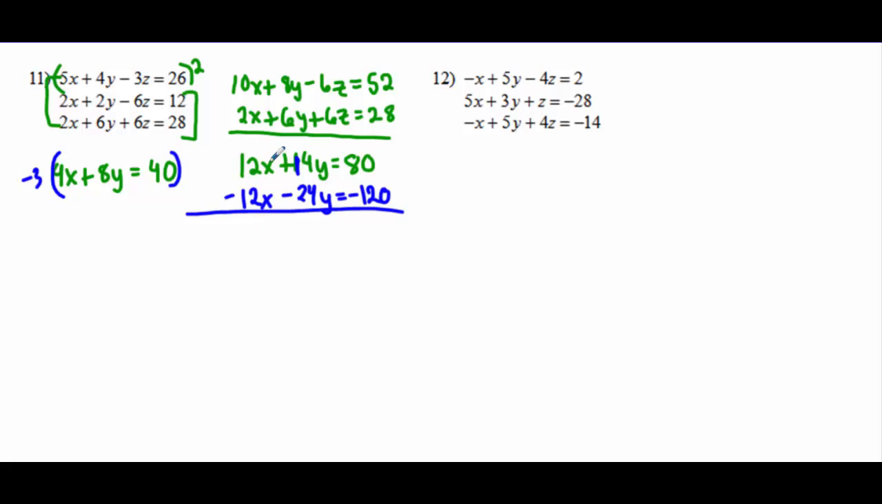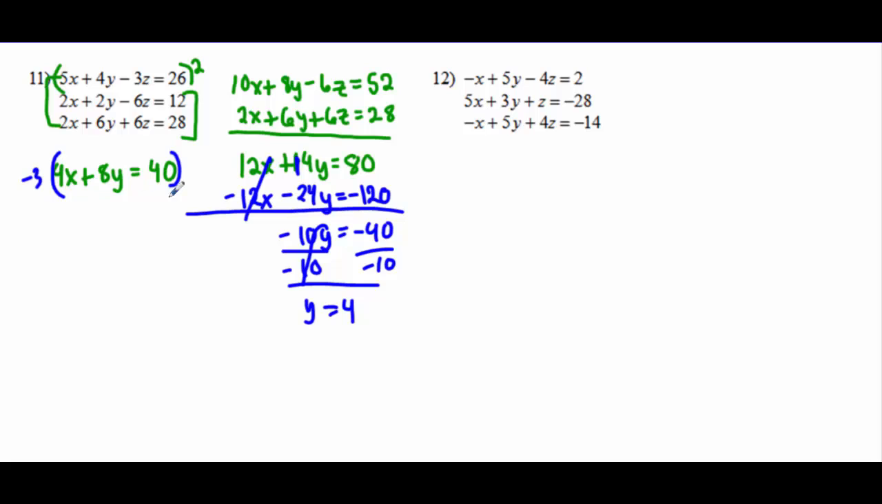And that gives us negative 10y equals negative 40. So we're going to divide and get y equals 4. Now I know what y is. This is what we didn't have to do on the one we did before because it was no solution.